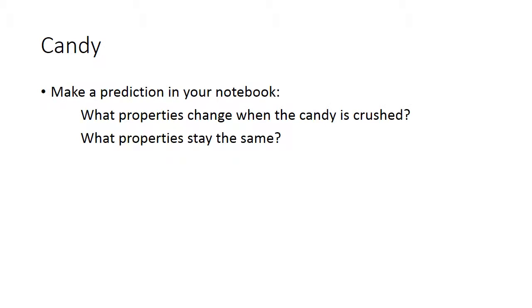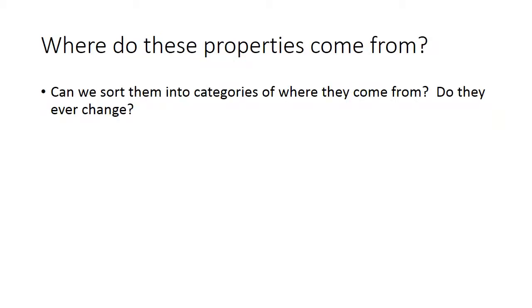So I had candy, and I asked you to make your prediction. You predicted what properties would change and what properties would stay the same. Not everyone had the same predictions, and that's okay. We then actually watched, and then we tried to take the properties that did change and the properties that didn't change and sort them into 2 categories. Here, the hint was, where do these properties come from? What makes these properties exist? So we were trying to use that and sort them into whether they changed or not when I crushed the candy.